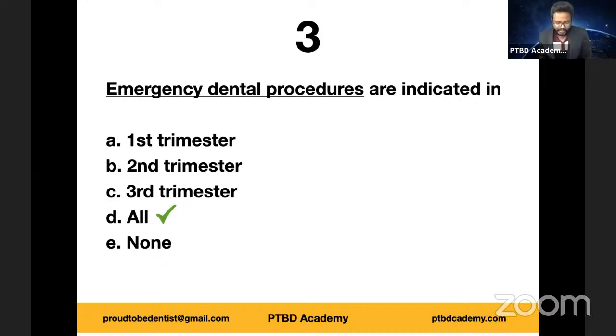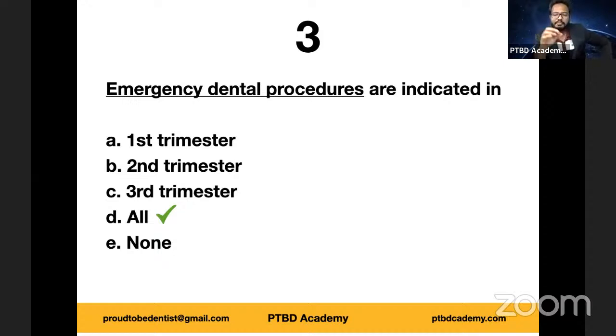Emergency dental procedures are indicated at all times during pregnancy and can be performed during any trimester when a delay in necessary treatment could result in significant risk to mother and an indirect risk to fetus. So consider this very, very important. Just because we discussed that second trimester is a relatively safe period to go ahead with elective dental procedures, including extractions, root canals, etc., it doesn't mean that you can go for emergency dental procedures only in second trimester.